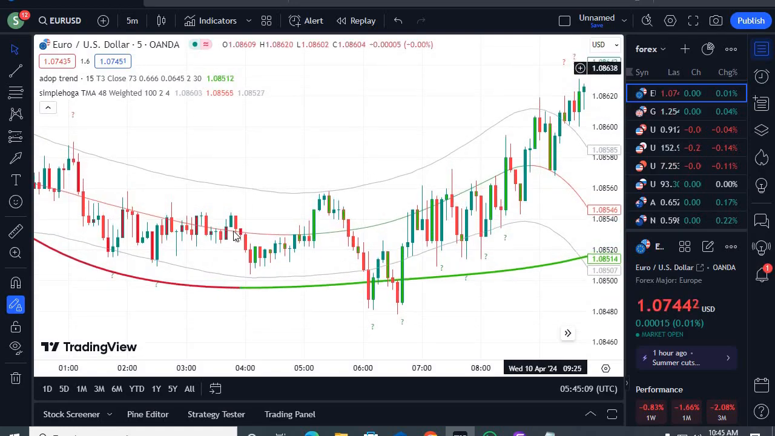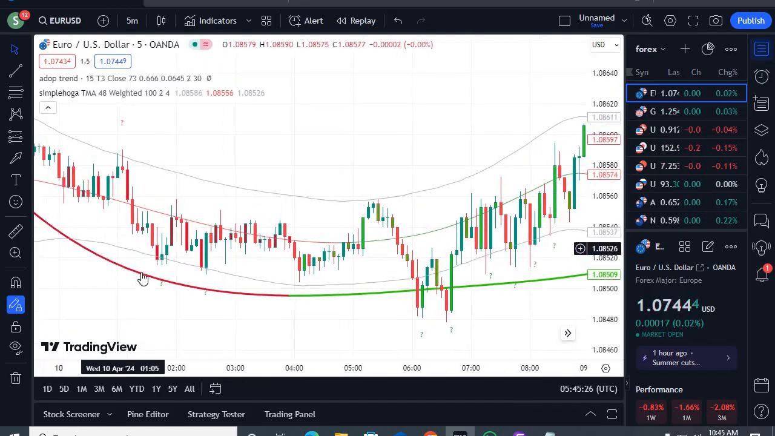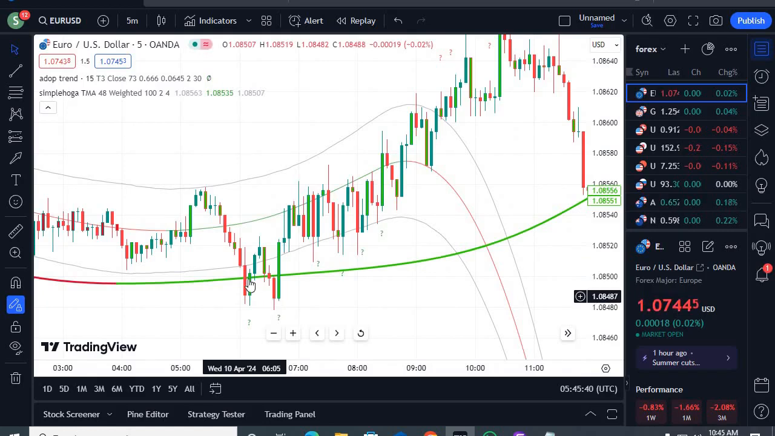The strategy is simple. This one is your band lines: the upper band line, lower band line, and the middle band line. And this is the adopt trend line. When the adopt trend line crosses the lower band line and you get the buy signal, you go for the buy trade, and you can book the profit when any candle touches the upper band line. Like this, again you get the buy signal, the adopt trend line is below the lower band line, you can go for the buy trade and you can book the profit at this point.